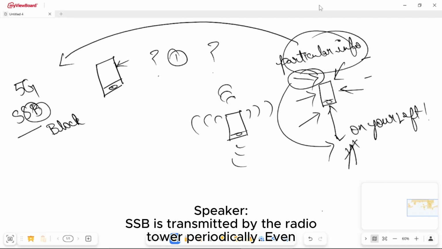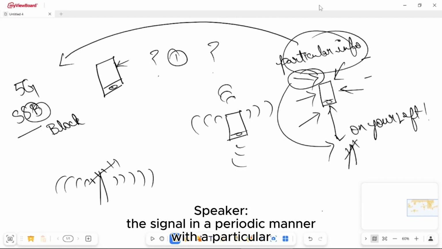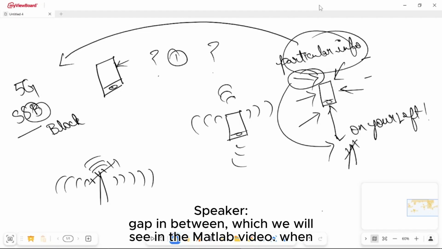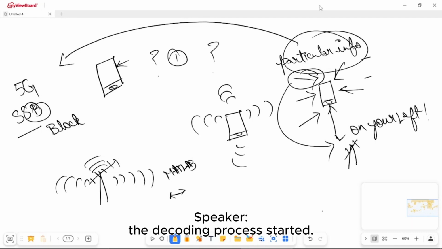The SSB is transmitted by the radio tower periodically. Even if your user equipment is receiving or not, a radio tower transmits the signal in a periodic manner with a particular gap in between, which we will see in the MATLAB video. When a mobile phone captures the signal, the decoding process starts.